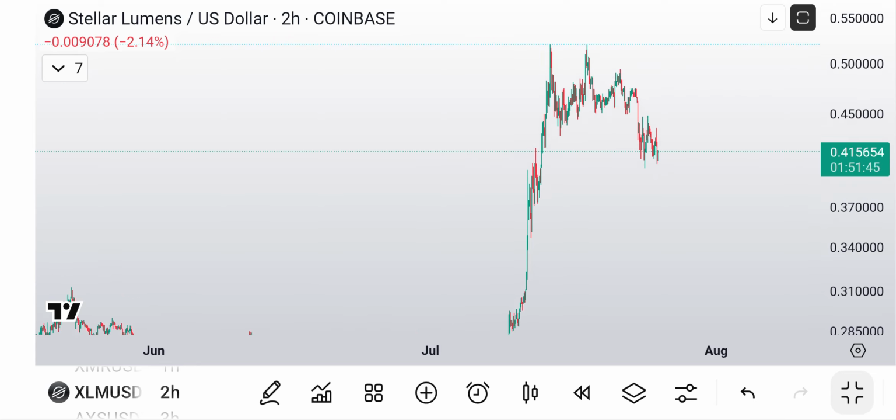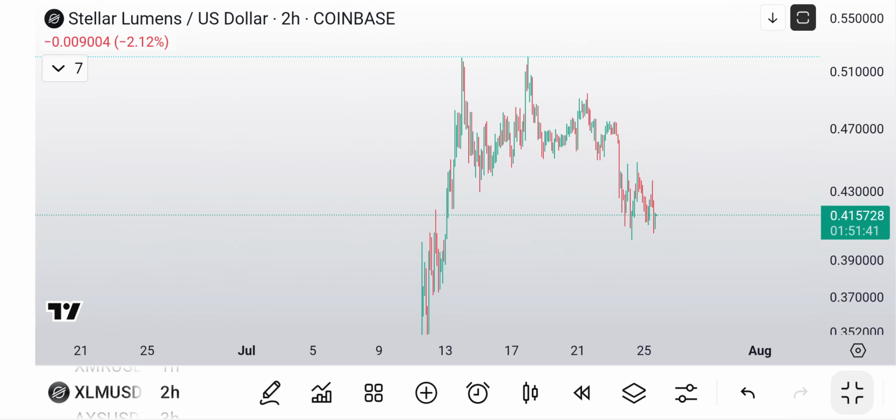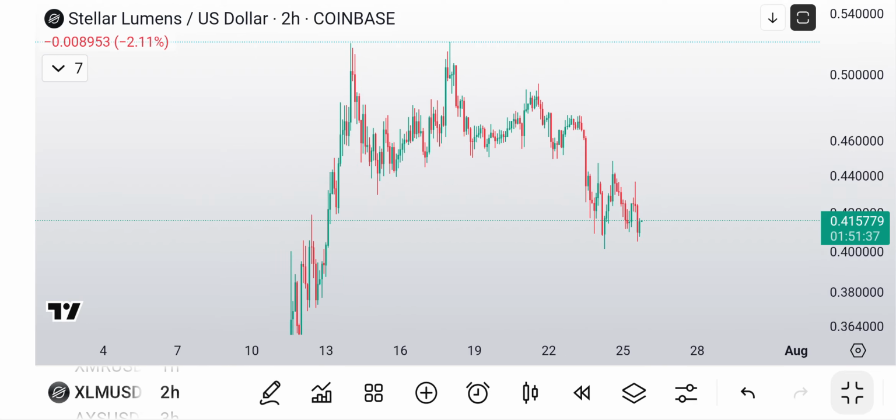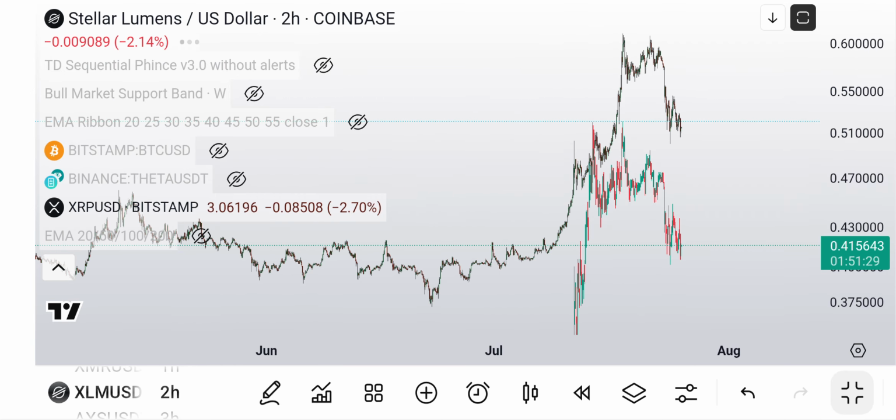XLM would be a good one to look at. So XLM looks completely different than those other charts because it's in the XRP category, but it even looks different than XRP, I think. Here, let me see. Put XRP up. Yeah, look at the difference.